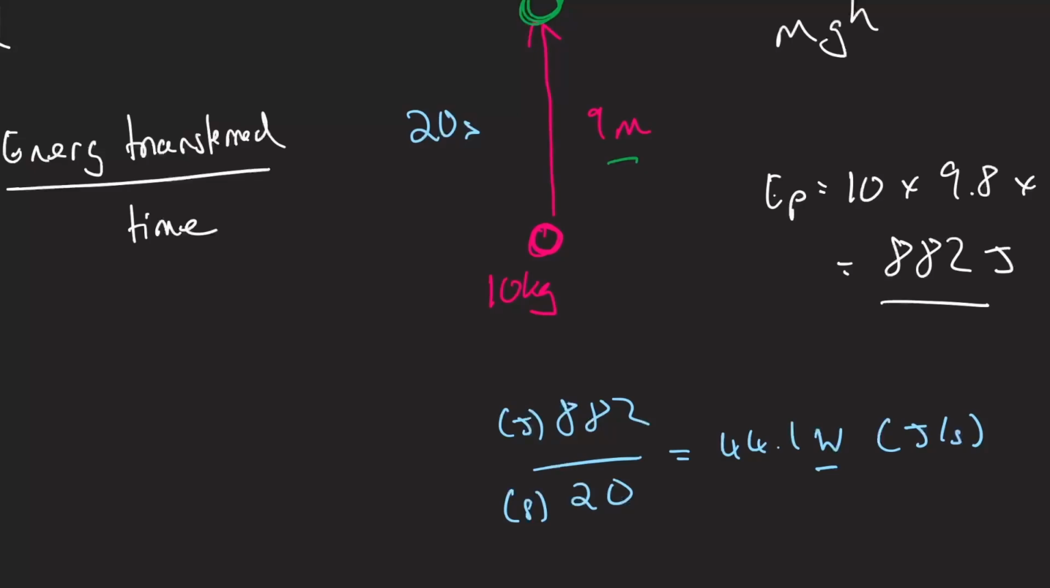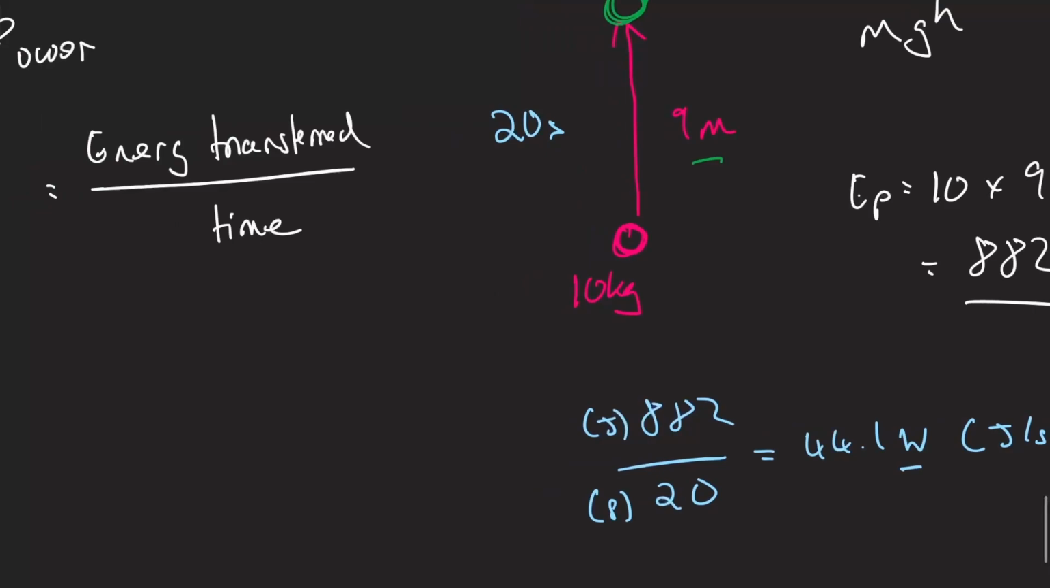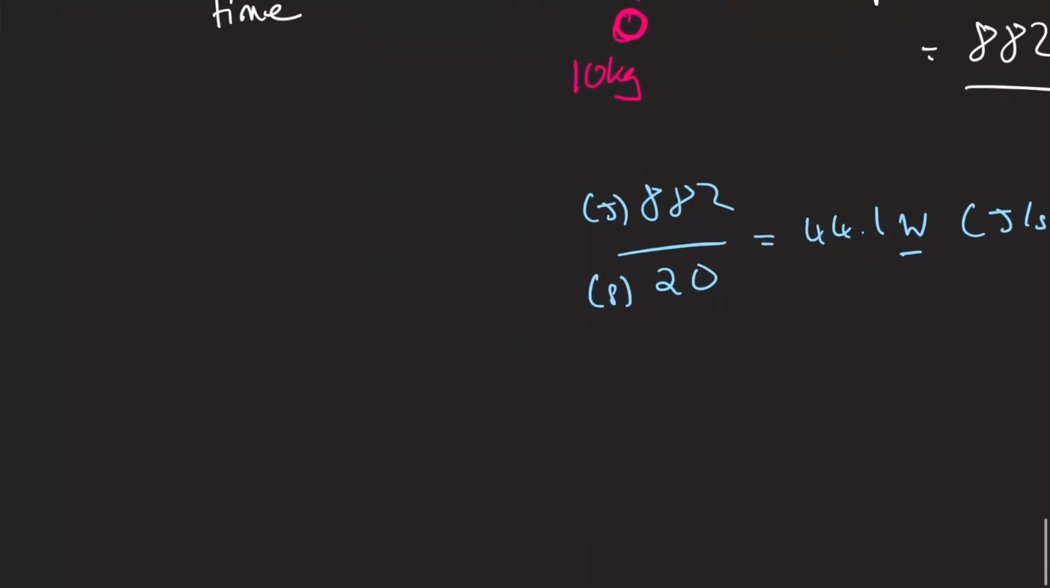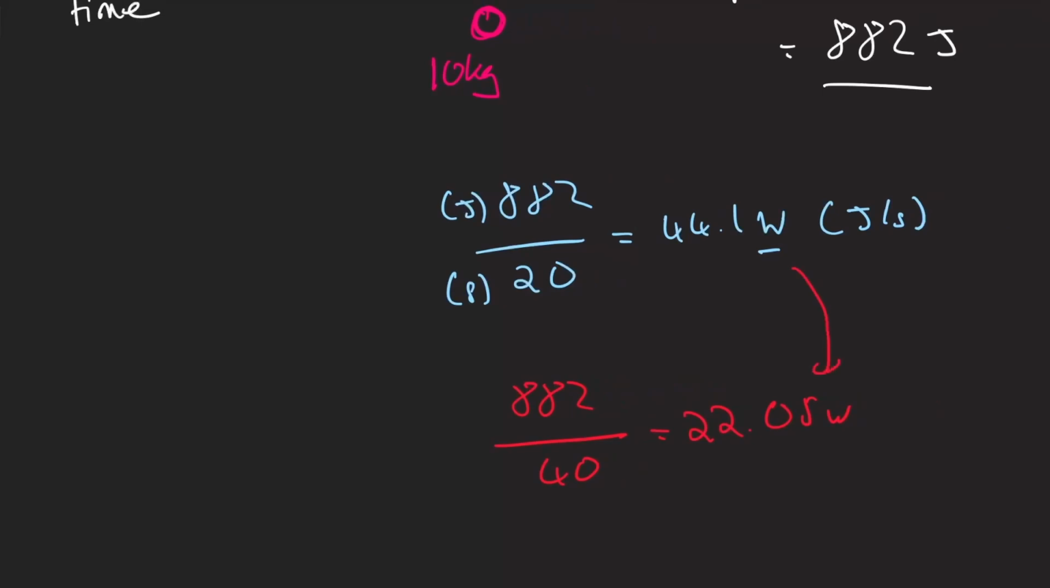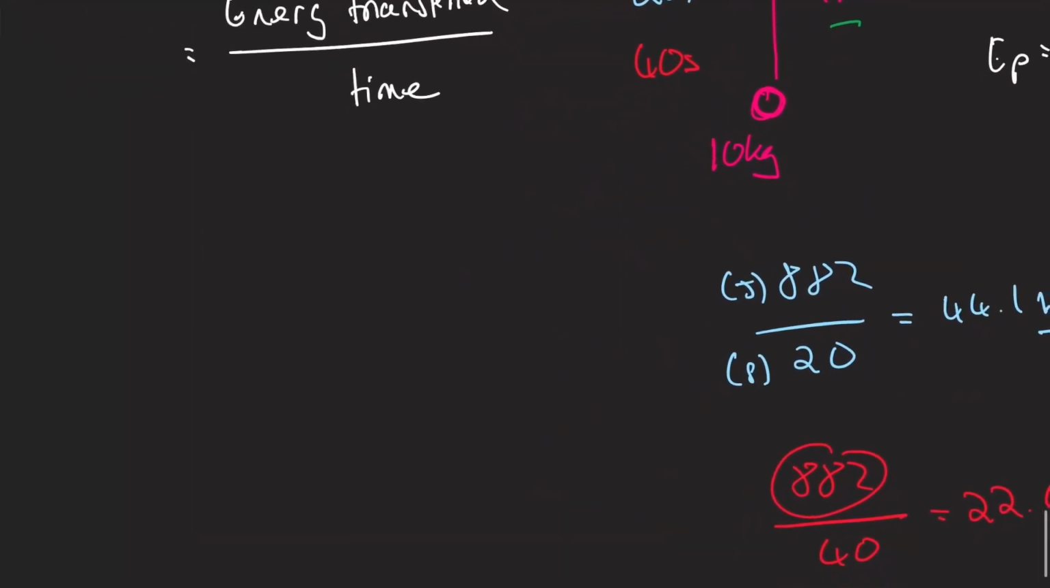And this is actually an interesting calculation to do because we can see what happens to the power when we change the time. So now let's say we change the time to 40 seconds. So it takes twice as long. So again, we have the same energy transferred, but we take twice as long to do it. And if you work out the power rating now, you should get 22.05 watts, if I did that correctly. And so basically what's happened is you have exactly half the power rating, despite the fact that the energy transferred is the same. Because you took twice as long to do it, your power rating is half. Okay, so that's essentially the link between energy transferred and power.